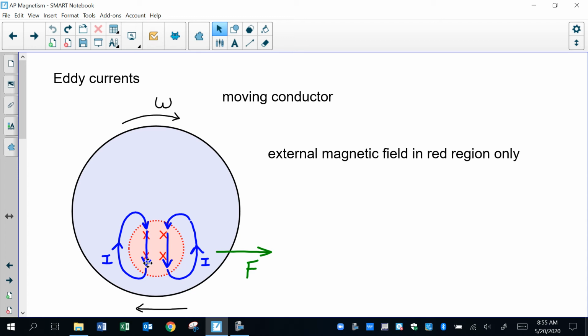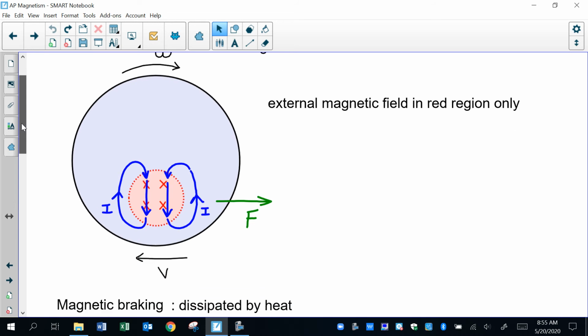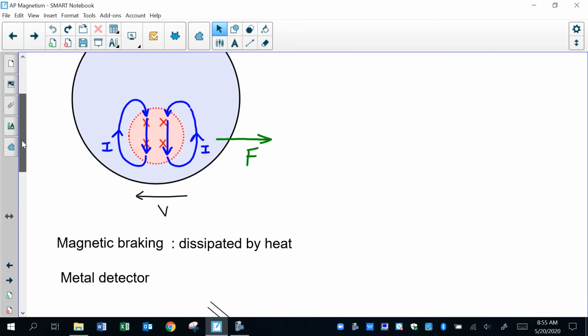It's kind of a weird, cyclical kind of thing, but this is called magnetic braking. So how do we slow down if we're not using friction? Well, you're going to get immense amounts of heat, so your magnetic braking dissipates things through heat.